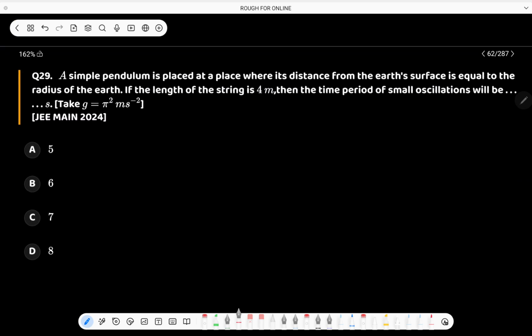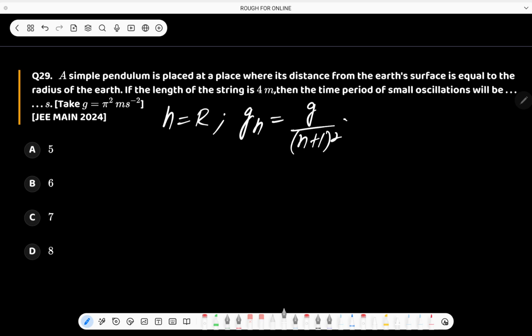Let's move to another question my dear students, that is question number 29. What is asked in question number 29? Again it is a simple pendulum question. A simple pendulum is placed at a place where its distance from the earth's surface is equal to the radius of earth. That means h is given, that's equal to R. Let me calculate the acceleration due to gravity first. That is g divided by (n+1) whole square, and n here is equal to 1, so it becomes g by (1+1) whole square, that is 2 square, that comes out to be g by 4 as the value of acceleration due to gravity.